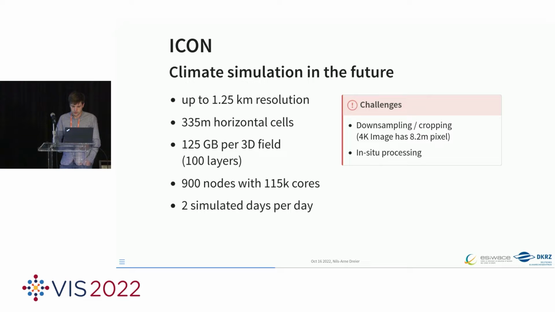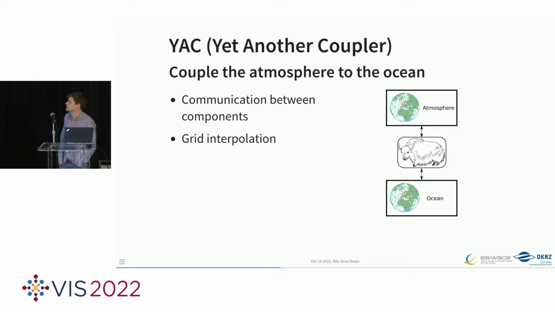Now, the solution for this is that we want to use a coupler. I already mentioned that the model is coupled. So we have one part of our nodes simulating the atmosphere, and the other part simulating the ocean. And in between, the library that manages the communication between these components is the coupler, and we are using YAC there. That organizes the communication between those two parts.